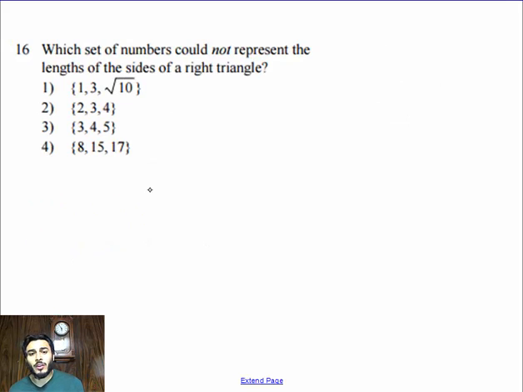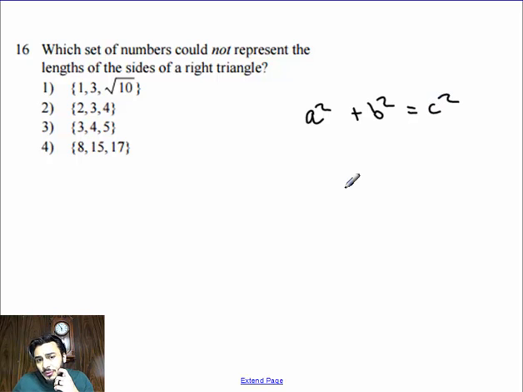Number 16 says, which set of numbers could not represent the lengths of the sides of a right triangle? So for number 16, and these types of questions, in order for a set of numbers to represent the lengths of the sides of a right triangle, those numbers must satisfy the Pythagorean theorem. And the Pythagorean theorem says a squared plus b squared equals c squared. So what you want to do is work through each one of the choices until you find the one that does not represent the lengths of the sides of a right triangle.